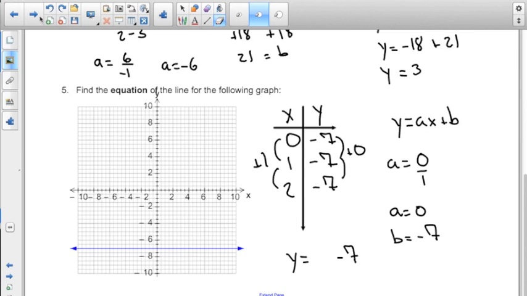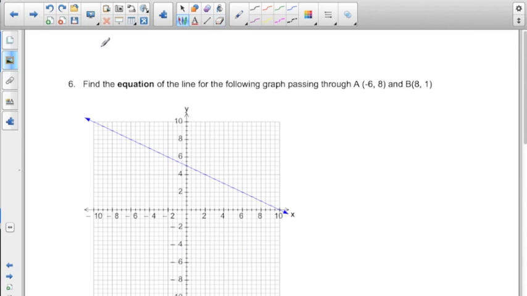Okay, so keep going with the homework. Here it says find the equation of the line passing through the graph negative 6, 8, and 8, 1. Alright, so if we go and say here is 4, 5, 6, here's negative 6, 8. Well, this isn't an 8 and 1.